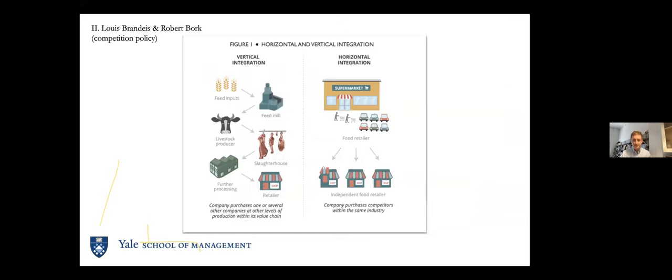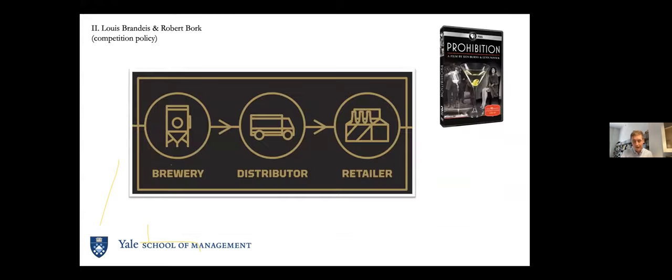So a Louis Brandeis framework is, how do we put up barriers to stop consolidation? How do we stop someone from owning the feed mill, the livestock producer, the slaughterhouse, all that kind of stuff? One really good example of that, and we were talking about this earlier, is my father was a beer distributor and my grandfather when I was growing up. And beer is a really interesting example of a constructed market, intentionally designed to diffuse power.